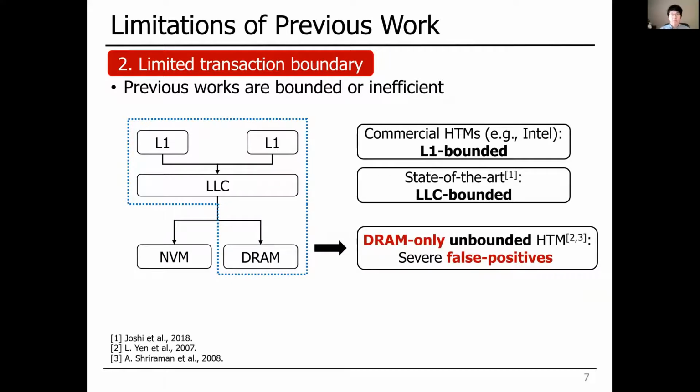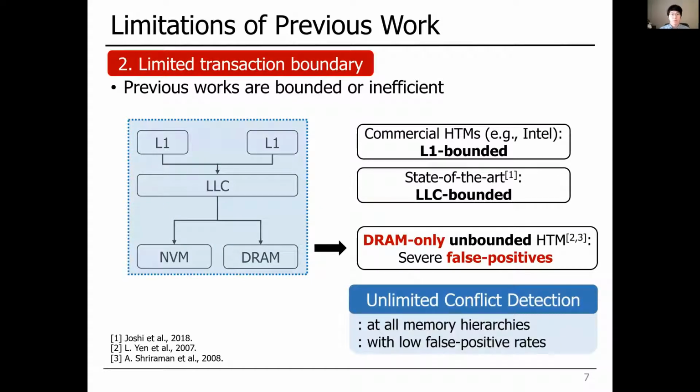On the other hand, previous unbounded HTMs consider DRAM-only systems, so they do not satisfy the durability property. Also, they incorporated address signatures to capture conflicts, and ended up suffering from a very high conflict rate due to false positives. Therefore, durable HTM should be able to detect conflicts at all memory hierarchies with a low false positive rate.